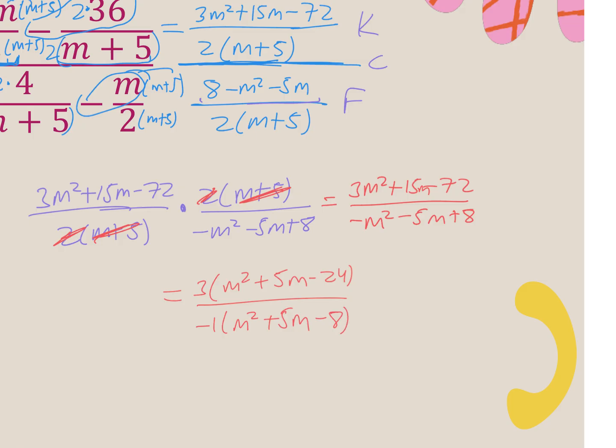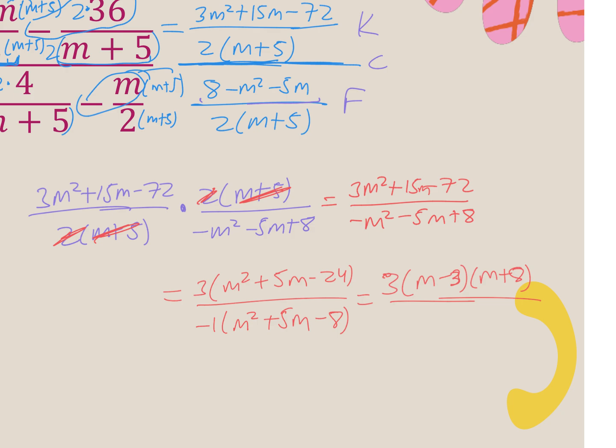All right, so this is just our normal factoring methods. And then I don't think we can do anything to the top, right? The top, I'm looking for factors of -24 that add to -5. Should be a +8 and a -3, so I get a 3 times m minus 3 times m plus 8. All right, and then on the bottom, I'm looking for factors of -8 that add to +5.